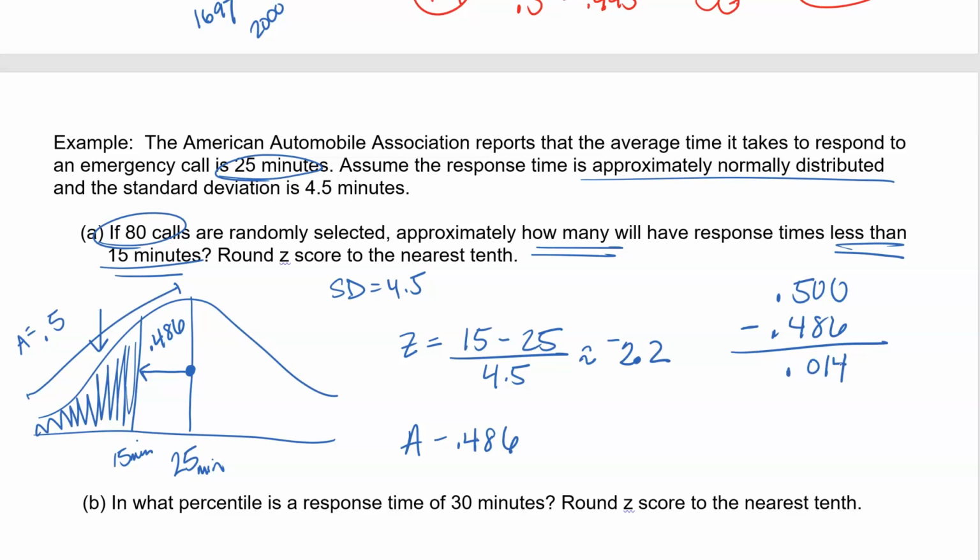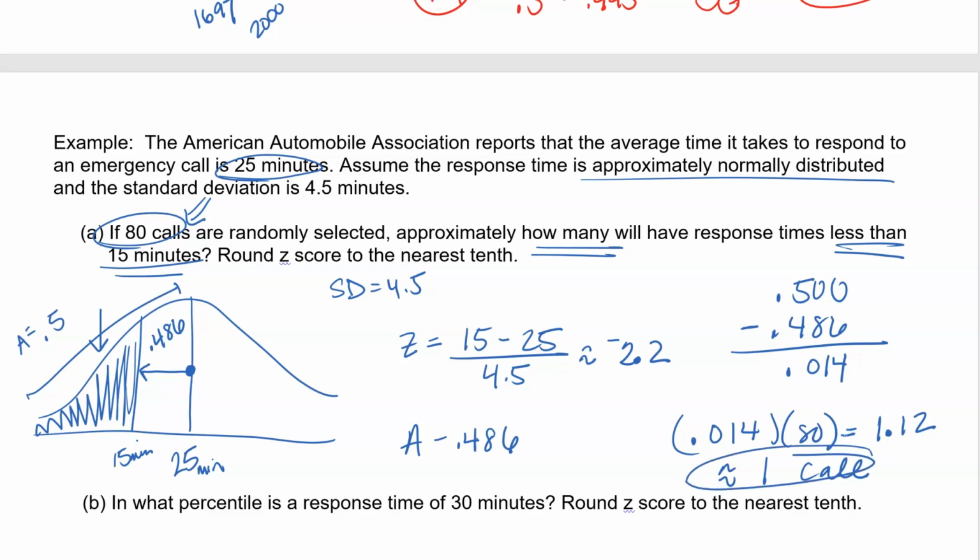Now in this case, we want to know how many calls are going to have response times less than 15 minutes. So if there are 80 calls, I'm going to have to take that decimal and multiply it by 80 to figure out the actual number of calls. So I end up getting 1.12, and if this were a Connect problem, it would likely have you round to the nearest whole number. Since 1.12 calls doesn't make any sense, I'd say about 1 call in 80 will have a response time less than 15 minutes.